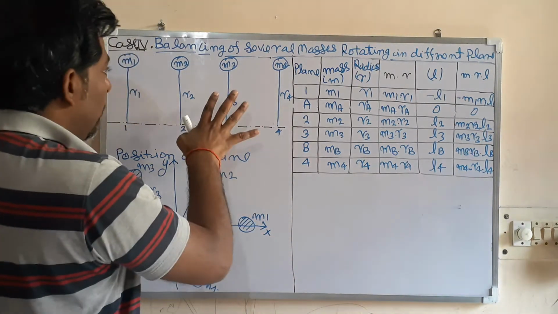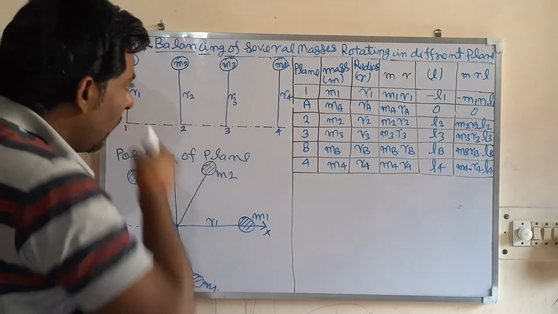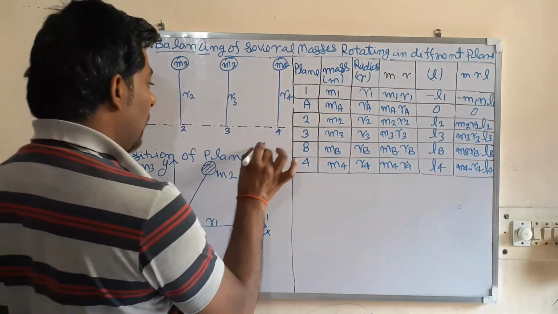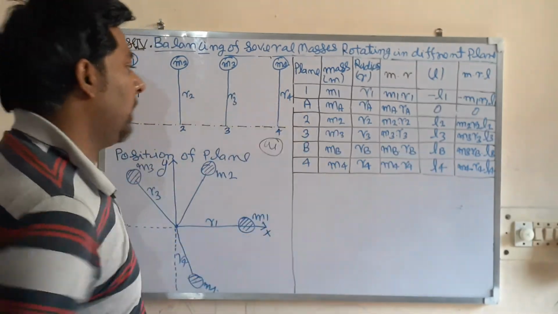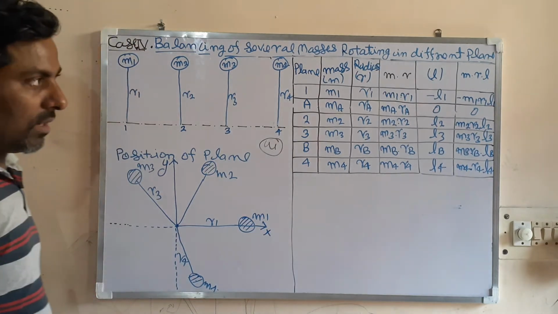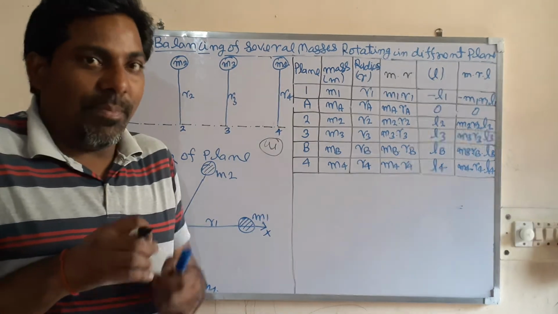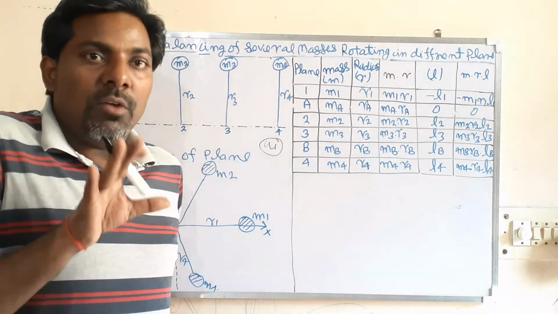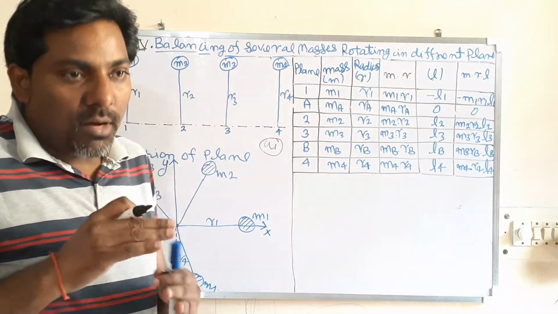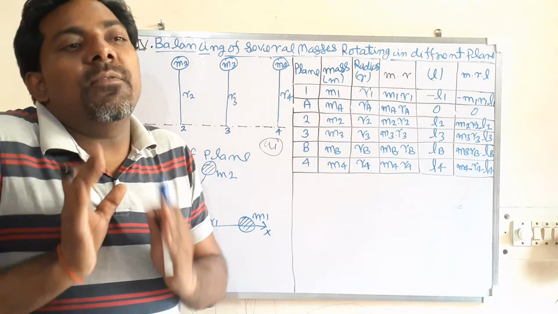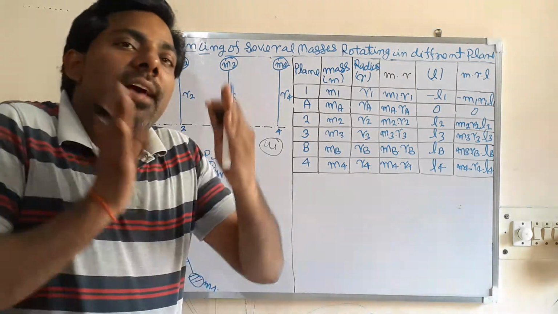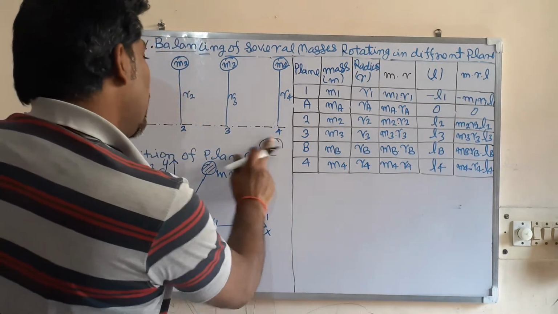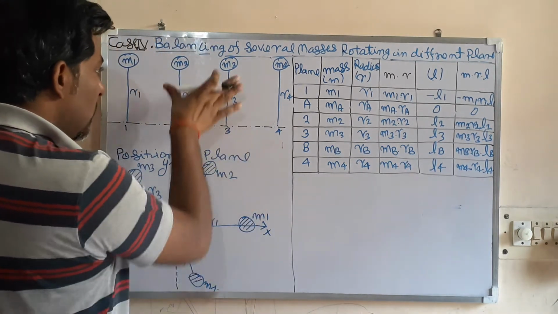For illustration purposes, I have taken this one. So all these masses are rotating at the same angular velocity omega. Being the same, we are leaving omega out of the whole analysis. We are not neglecting it, we are just leaving it because it will get cancelled out from right and left. So this is our system.